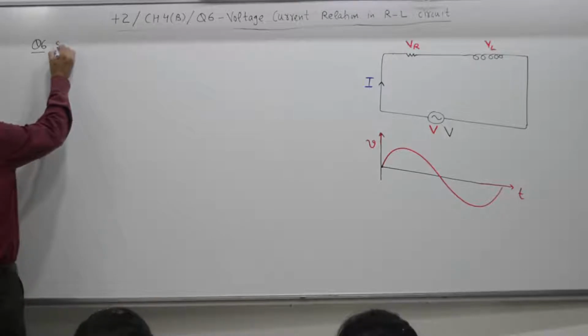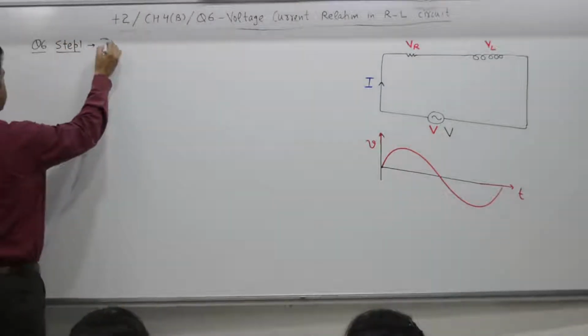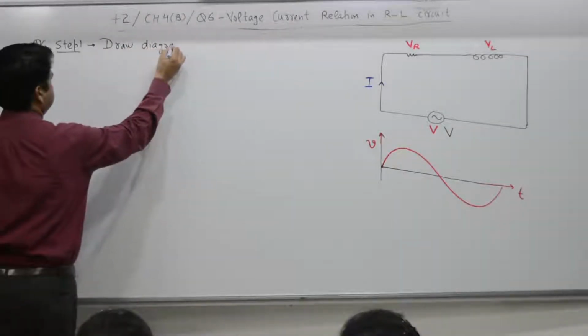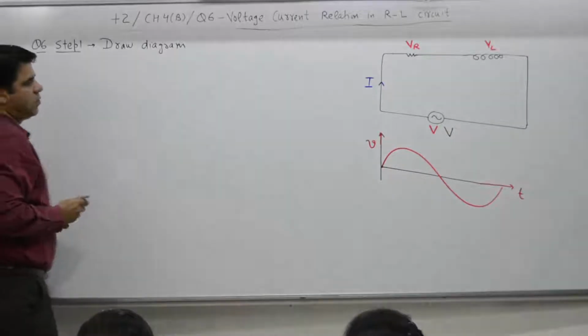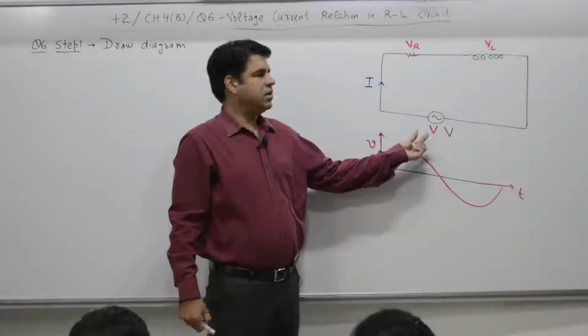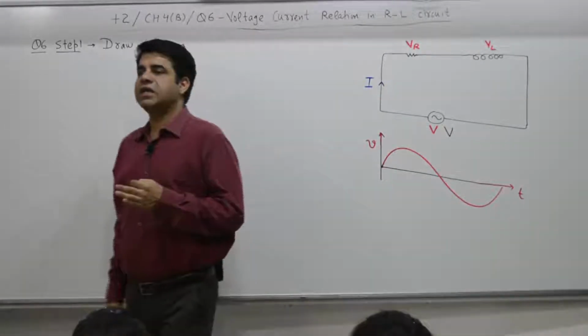In step 1, we draw the diagram to explain the problem. Given problem is voltage applied is V. You have to find out current, magnitude and phase relationship.